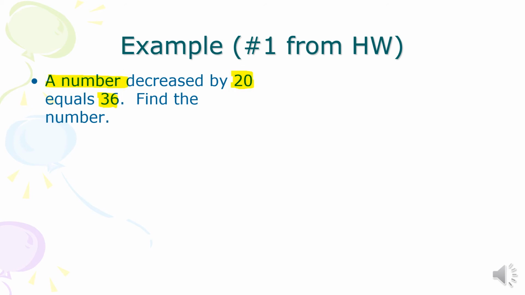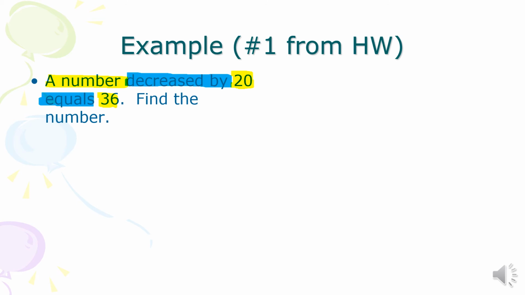I've done that here with a number, because that obviously represents a number, even though we don't know it. 20 and 36 are numbers, so we highlight all of those things in the same color. For this, I've chosen to use yellow. Now I want to highlight in a different color the words that mean some sort of operation. Decreased by means to subtract, and equals means equals.